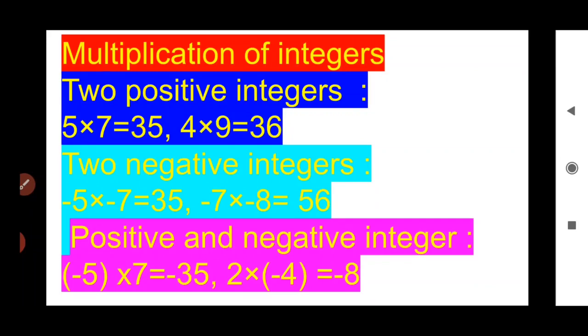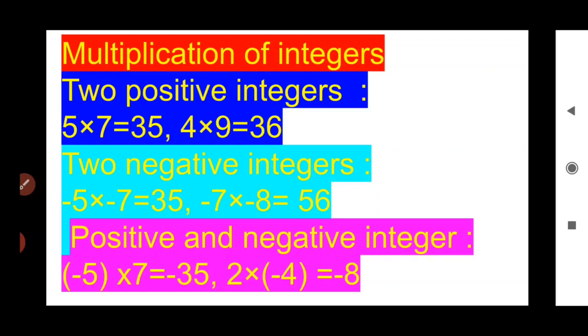Minus 5 into minus 7 equal to 35. Minus 7 into minus 8 equal to 56. So minus 7 into minus 8: minus into minus is plus, and 7 eights are 56.